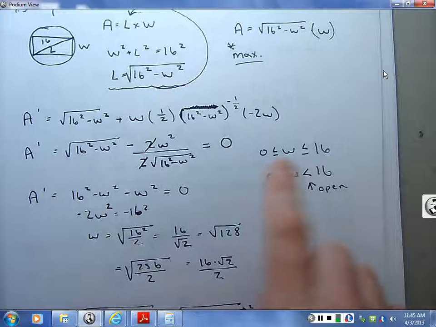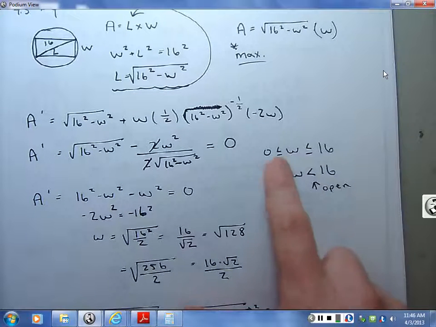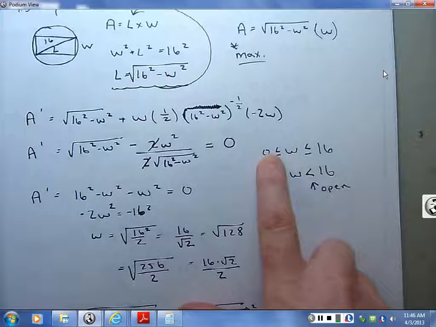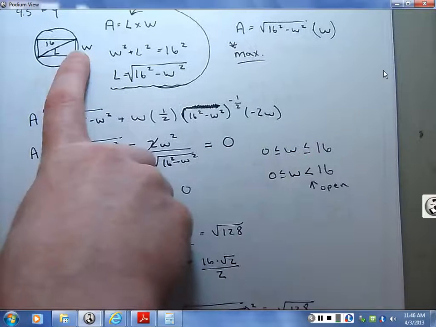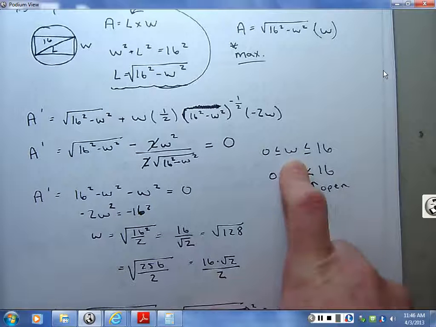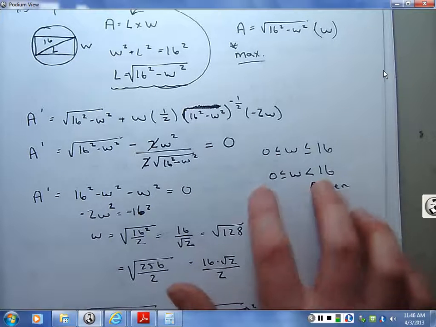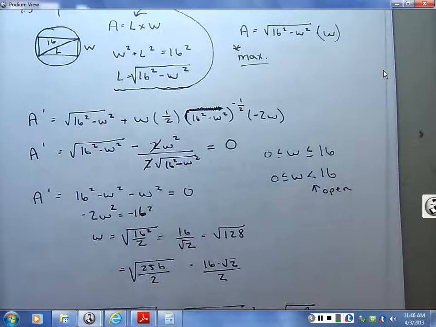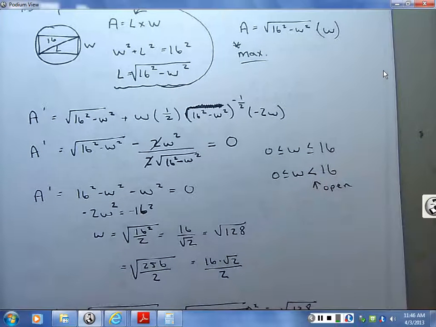So this is a closed interval, so I can test my endpoints, 0, which I know the area is going to be 0, or 16, which I know the area is going to be 0 because my width would be 0. So the critical point in here is going to be the maximum or minimum point. Since the endpoints give 0, it's going to be a maximum because you can't have negative area. So on a closed interval, it's a lot easier because of the extreme value theorem.